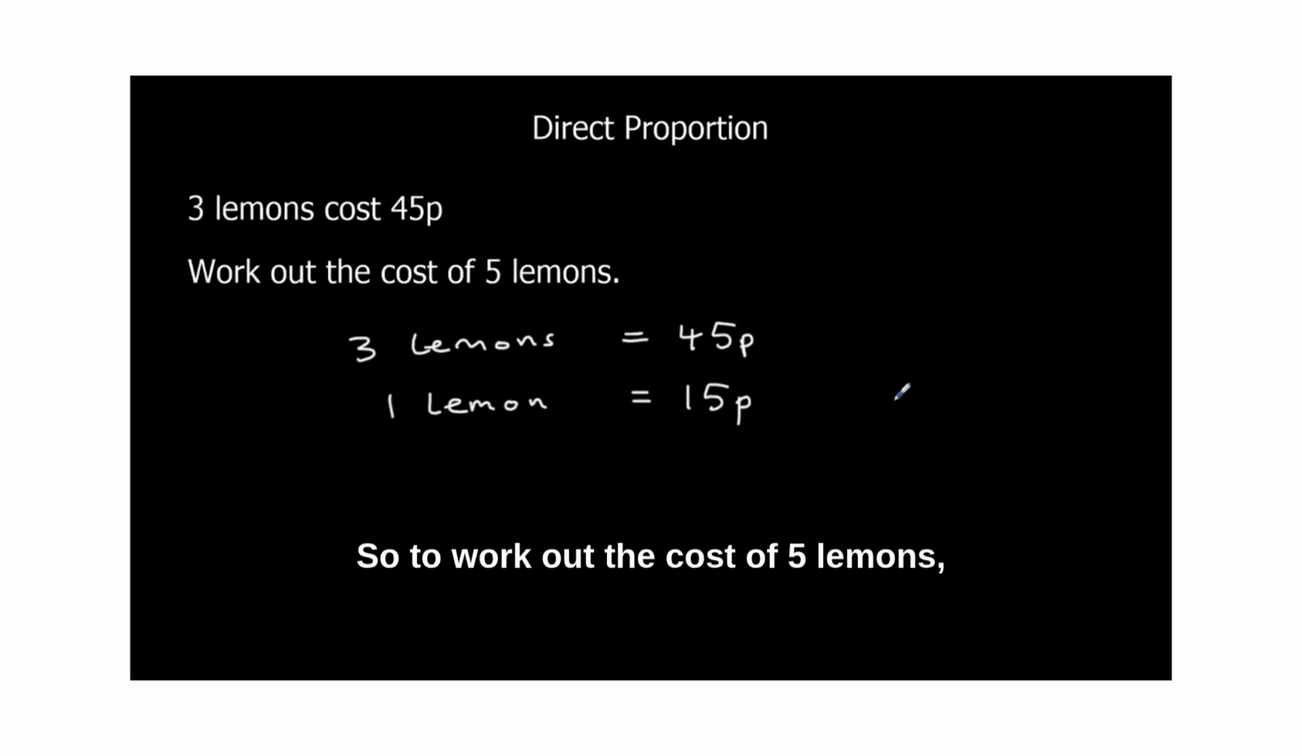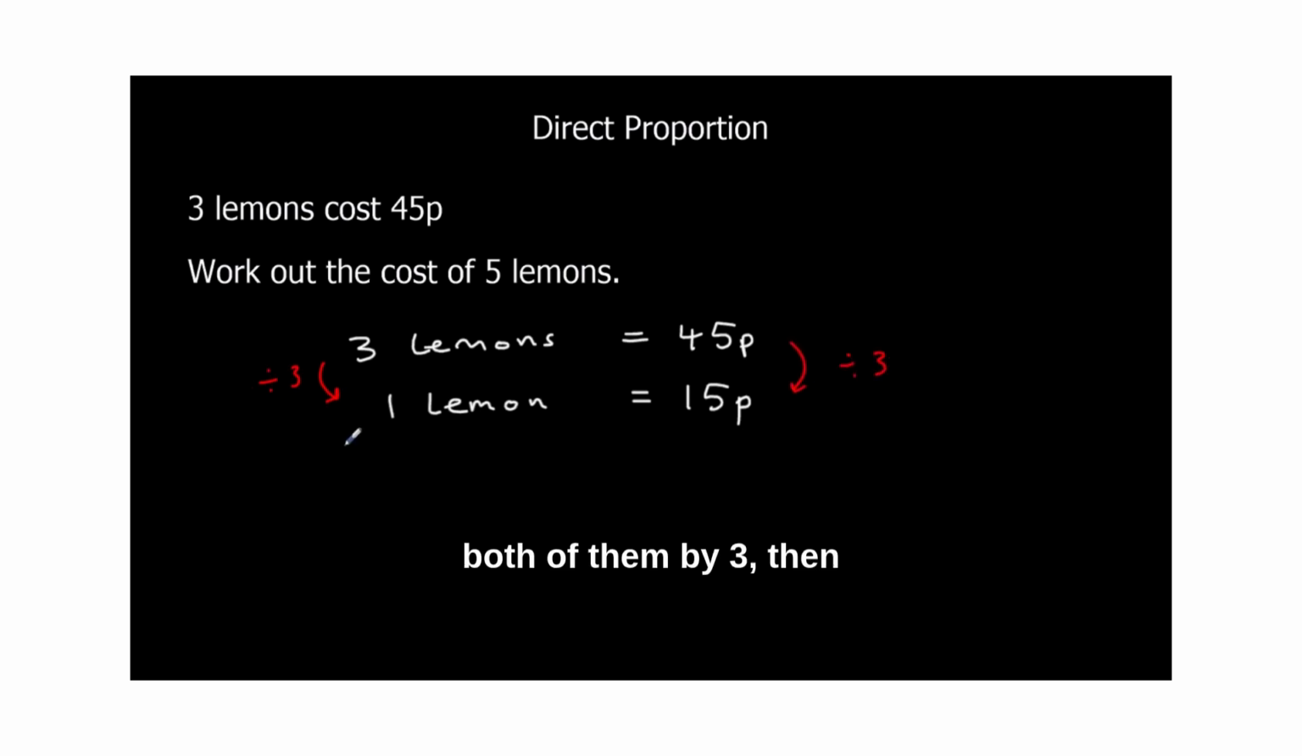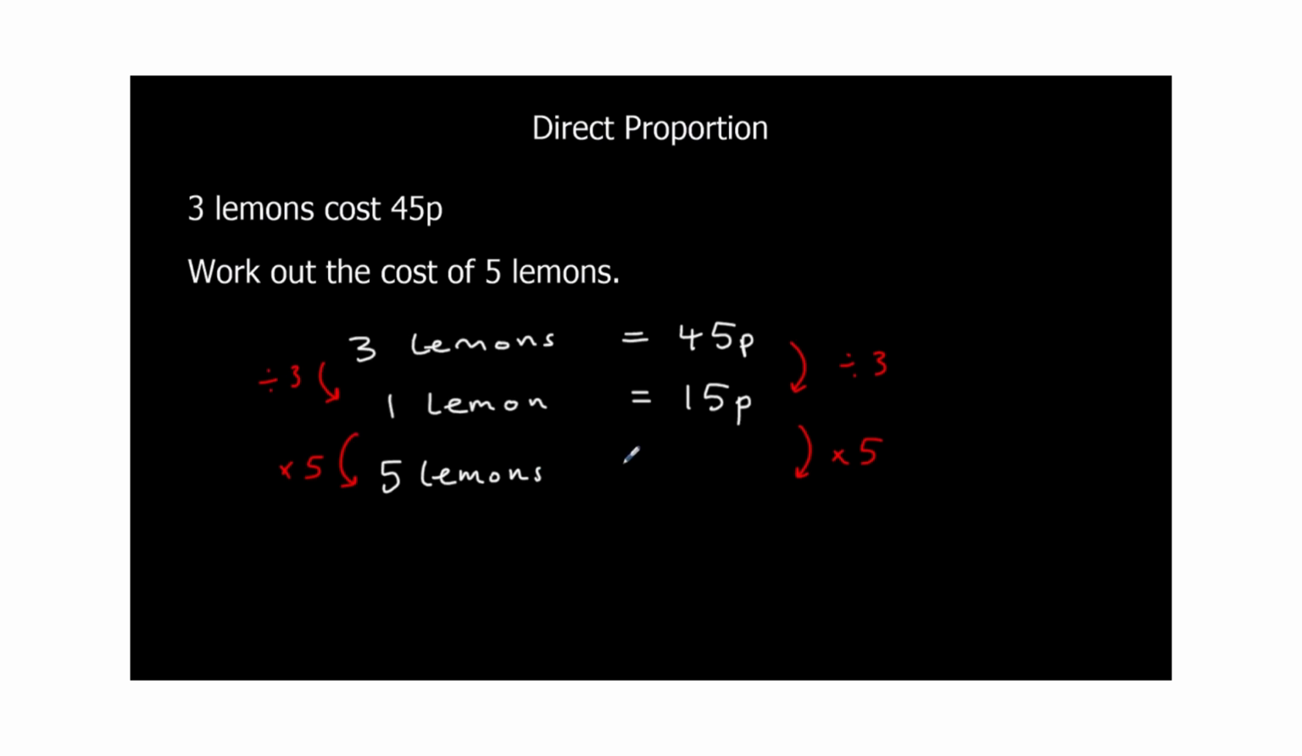So to work out the cost of 5 lemons, I can times both sides by 5. So if I divide both of them by 3, then I can multiply them both by 5. So I'm going to say 5 lemons, 15p times 5, that's 75p. So my answer is 75p.